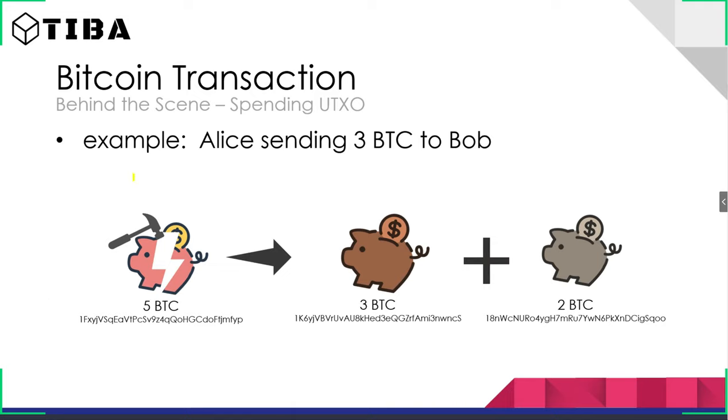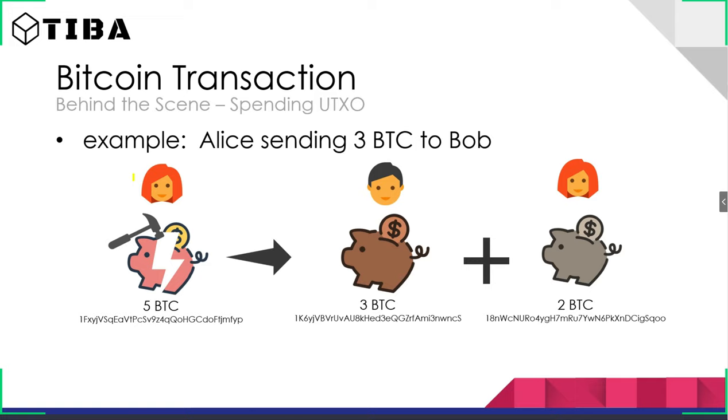Now coming back to Bitcoin, here's an example. Alice is trying to send 3 Bitcoin to Bob. Here's Alice, and she has this UTXO, this piggy bank, and she either has to spend all or none. So she has to break the piggy bank and then send 3 of the Bitcoin to Bob and then 2 to herself. That's basically how it works.